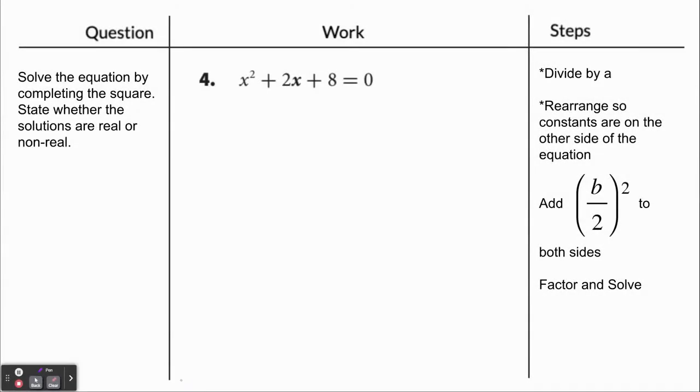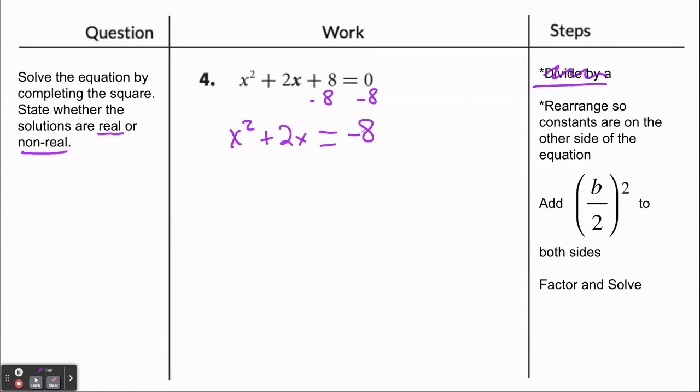So here, we have to solve the equation by completing the square and say whether the solutions are real or non-real. So in this case, first we divide by a. We don't have to do that because there's no a value here, so we're good there, but we do need to rearrange, and I'm going to subtract 8 from both sides to get x squared plus 2x equals negative 8.